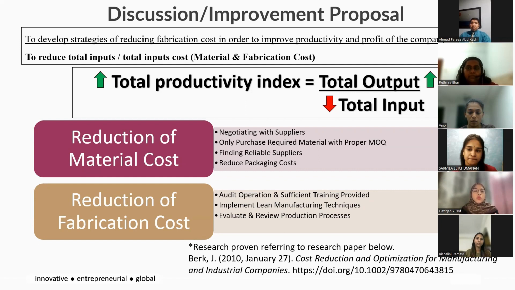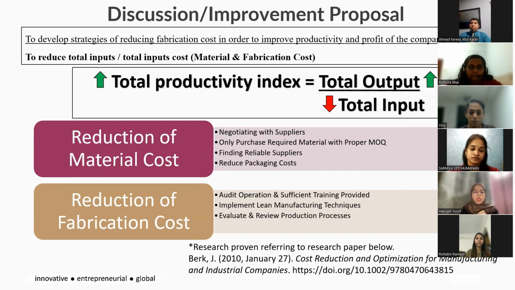In return, we can also reduce inventory costs together with the material costs, where we can purchase with a small MOQ instead of a big MOQ. And also we can try to find very reliable suppliers who can help us ship all the raw materials within the time frame so we can meet our customer deliveries. And last, we can try to reduce our packaging costs.